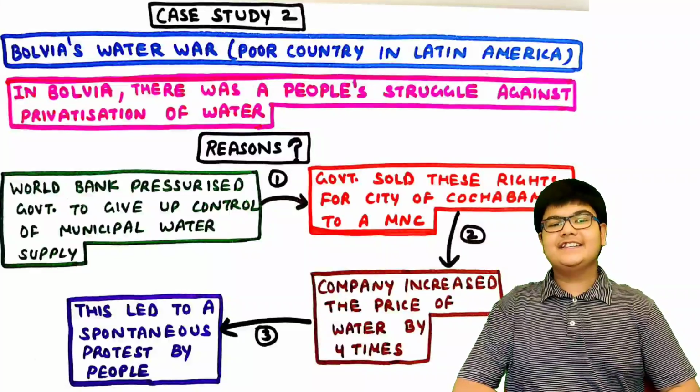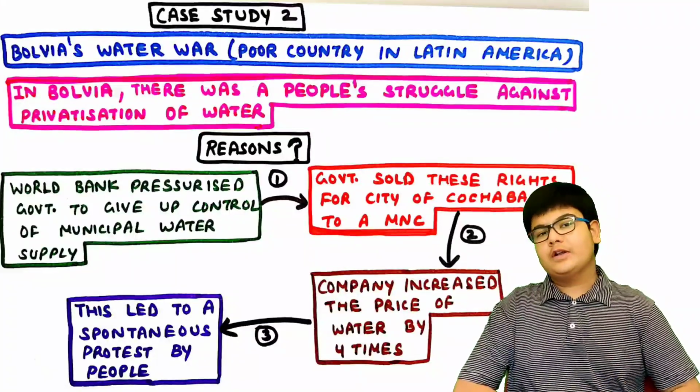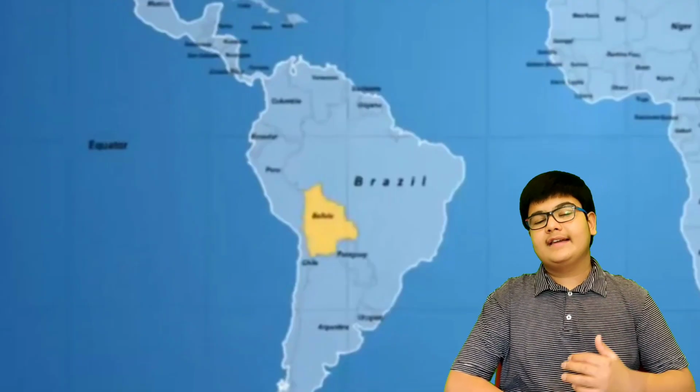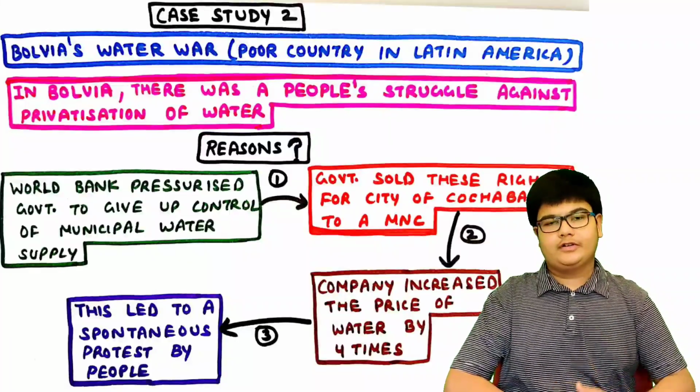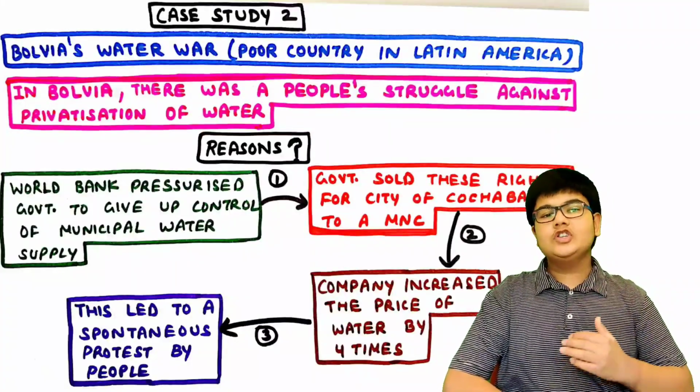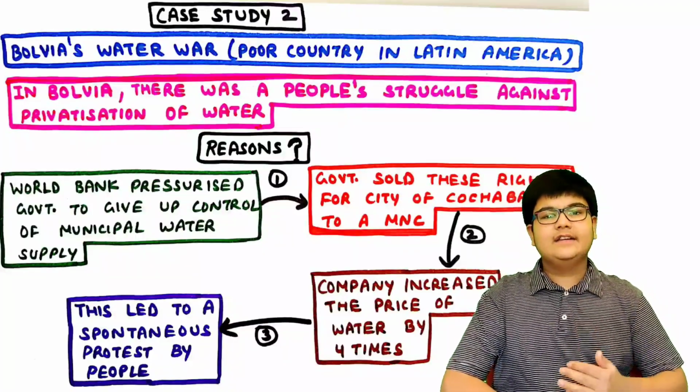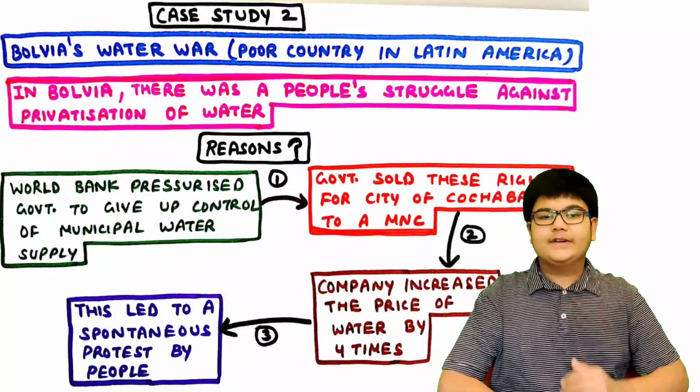The second case study is about Bolivia's water war. Bolivia is a poor country in Latin America. In Bolivia, there was a people's struggle against the privatization of water. This struggle is also known as Bolivia's water war. First, let us see the reasons for this water war.